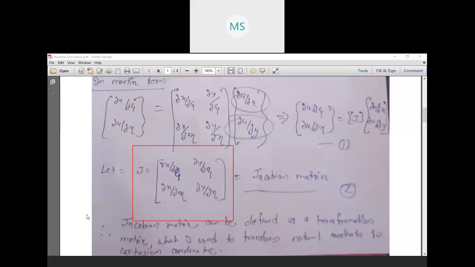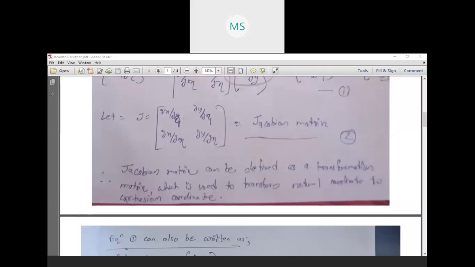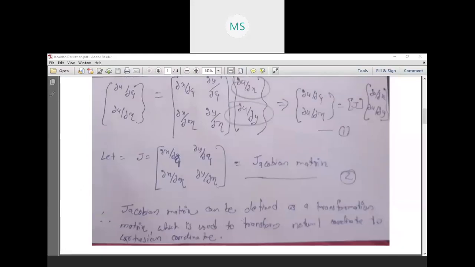Okay, so this is your Jacobian matrix. The Jacobian matrix can be defined as a transformation matrix which is used to transform natural coordinates to Cartesian coordinates. Very simple. If you have any system, any feature, any diagram in a natural coordinate system and you want to transfer it into the Cartesian coordinate system, then this is the transformation matrix. It's like a time travel. If you want to travel from one position to another, then you can use this.